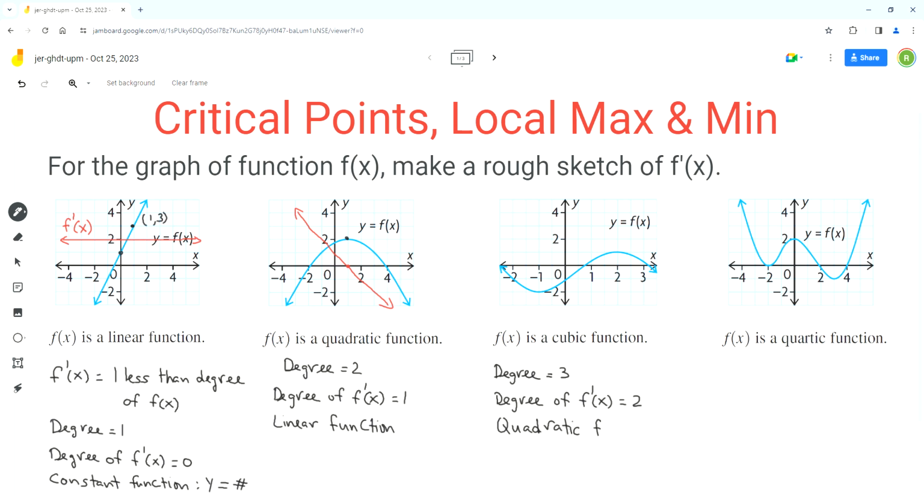That means the graph of f prime of x should be a parabola. So now we can analyze the given graph for f of x. The given graph of f of x has its local minimum at x equals -1. So that means there is an x-intercept for f prime of x at x equals -1, because at x equals -1 the tangent is horizontal to the given function.